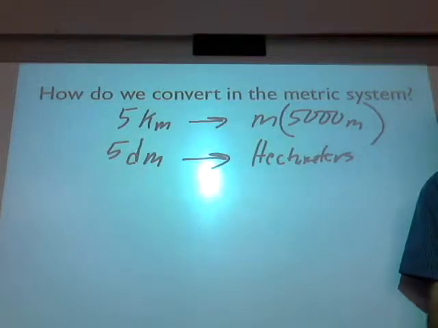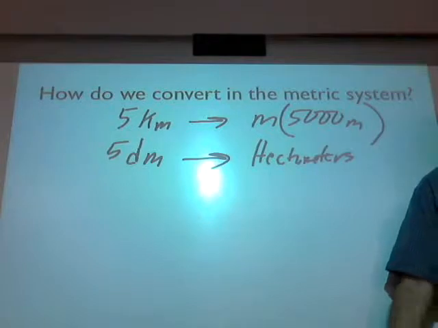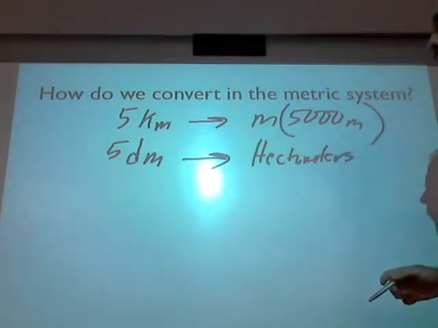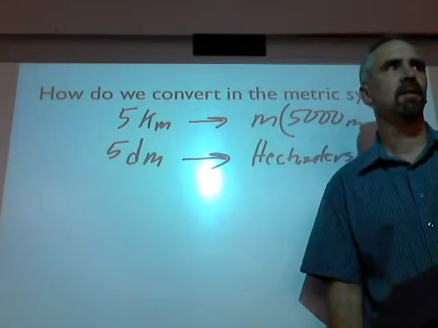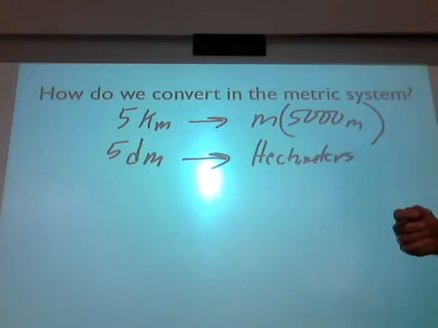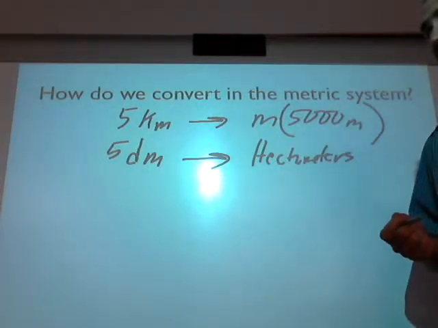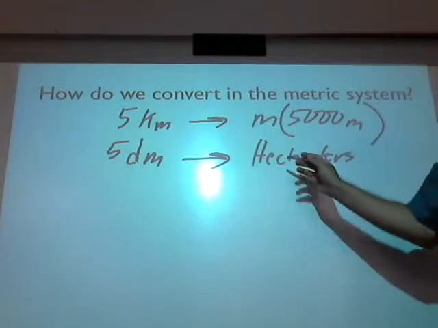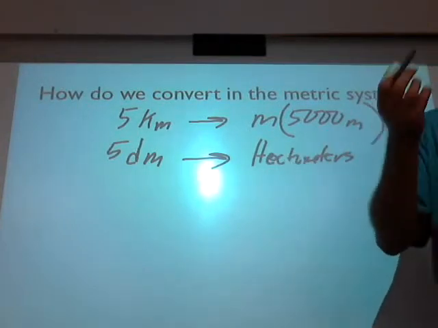What do you think? Anybody want to take a stab at it? Probably not going to get it right, but that's okay. See if you're at least going the right way. What do you think? 500? Nope. For one thing, it's going the wrong way. 3,500? Well, additional 7 hecto. No, hecto. No, that's one of the things about the metric system.